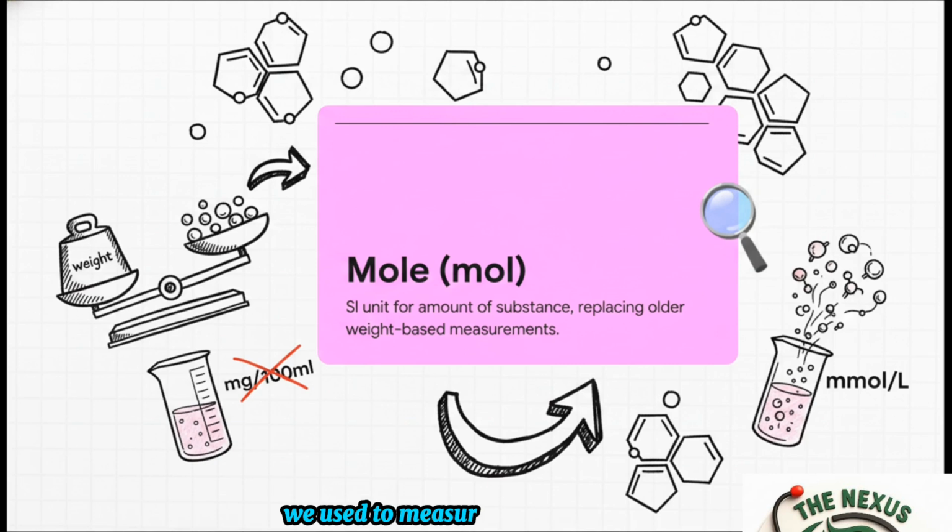Historically, we used to measure things purely by weight, using clunky formats like milligrams per 100 milliliters. But the mole was a real game changer. It shifted clinical measurements away from simple weights to telling us exactly how many molecules of a chemical substance are actually present. You're going to constantly see test results expressed in working subunits like millimoles per liter.